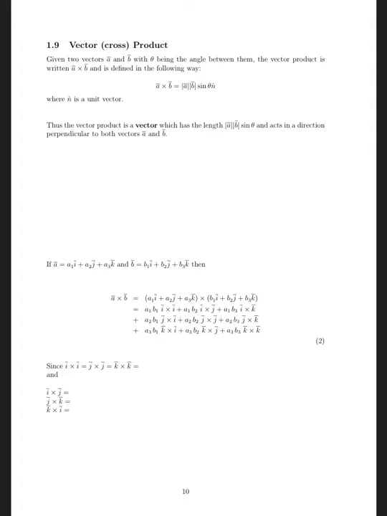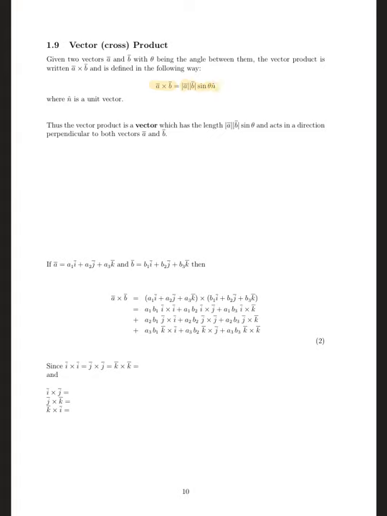So we've looked at how to multiply two vectors to get a scalar. That was a scalar or dot product. And now we look at another way of multiplying two vectors together to get another vector. And this is the vector product, or the cross product. We write the cross product as A cross B. And it's defined as the magnitude of A times the magnitude of B times the sine of the angle between them times a unit vector n.